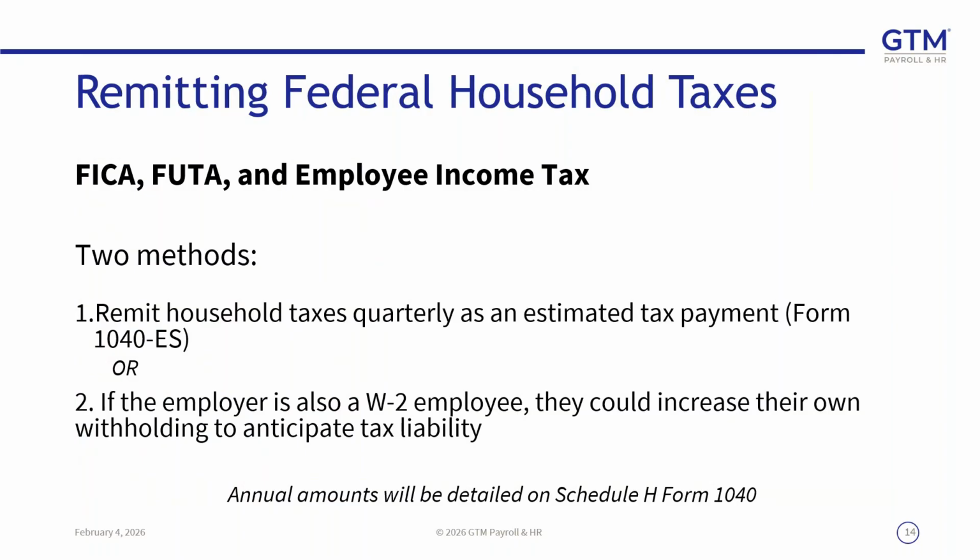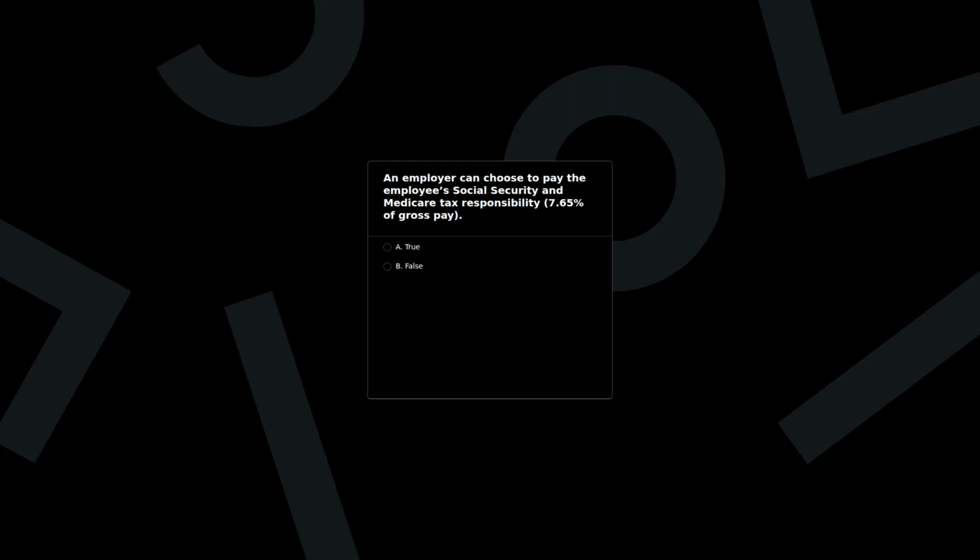And with that, Trevor, I will turn it to you for the second poll question. Okay, thanks, Mike. The question should be on everyone's screen right now. An employer can choose to pay the employee Social Security and Medicare tax responsibility, 7.65% of gross pay. Just answer A or B, true or false there.